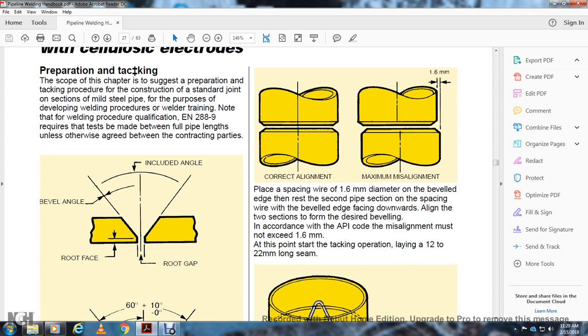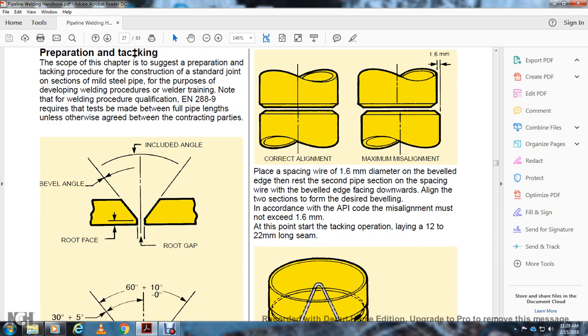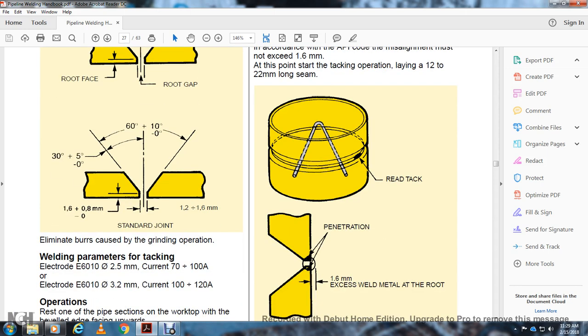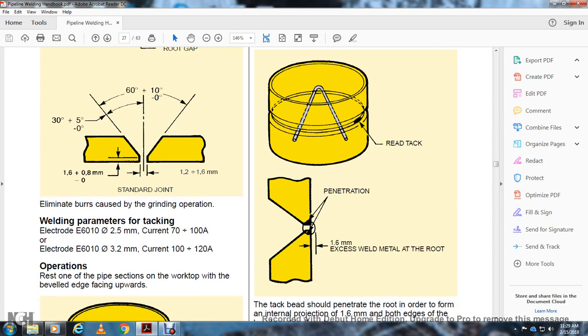Alright, you have your bevel angle, the included angle, the root face and the root gap. The included angle is 60 plus 10 degrees, or 30 plus 5 degrees as your bevel angle, then a root face of 1.6 to 0.8 millimeters and a root gap of 1.6 for the standard joint. Eliminate burrs caused by the grinding operation. Welding parameters for tacking: electrode E6010, 2.5 millimeters, current 70 to 100 amps; electrode E6010, 3.2 millimeters, current 100 to 120 amps.